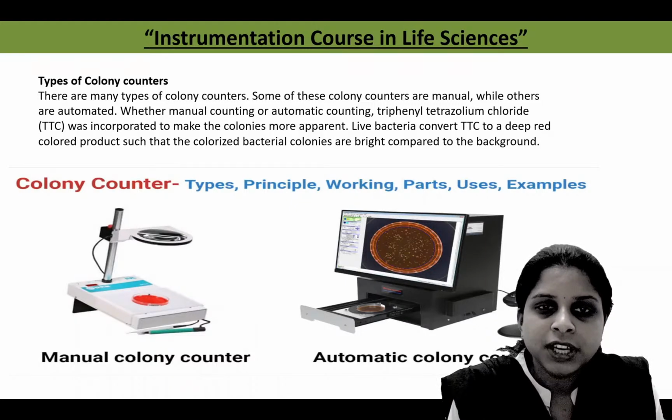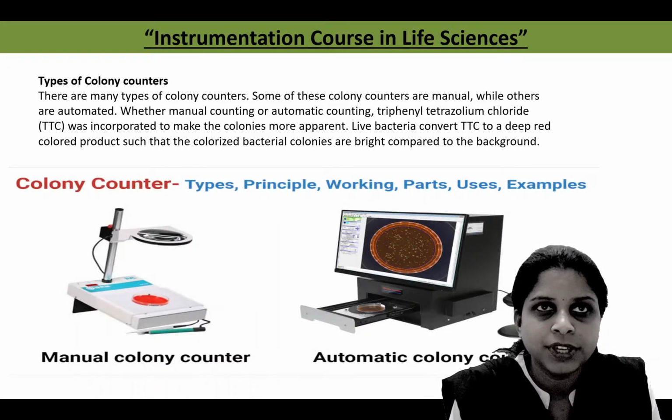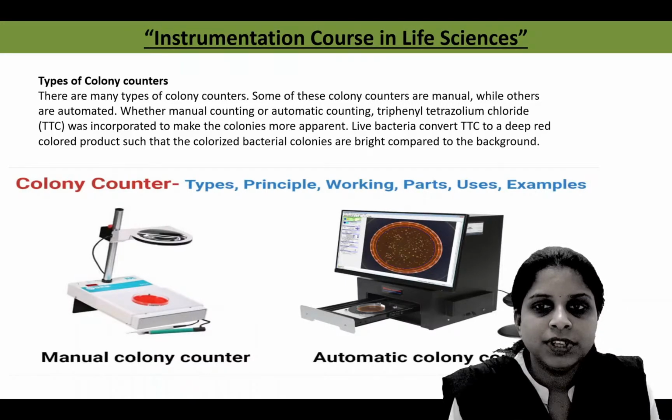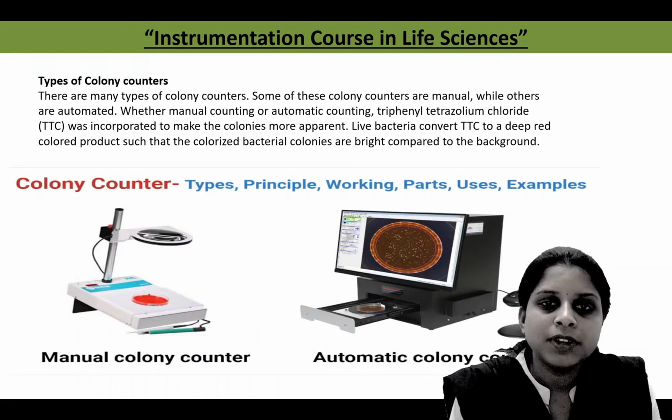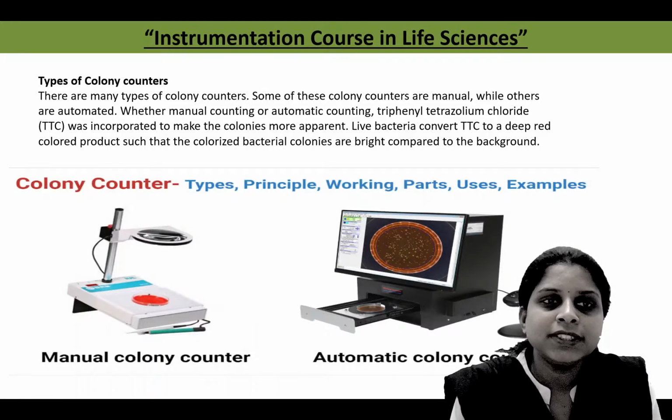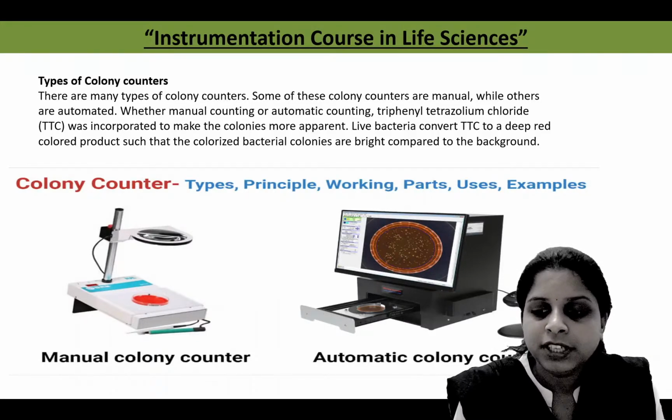During colony counting, in manual and also in automatic, triphenyl tetrazolium chloride, that is TTC, is incorporated to make the colonies more apparent. Live bacterial cells convert TTC to a deep red colored product, so the bacterial colonies are brighter compared to the background, which makes colony counting easy.